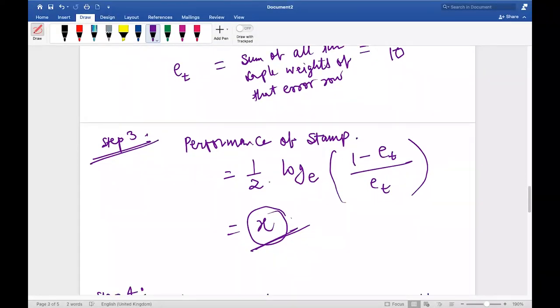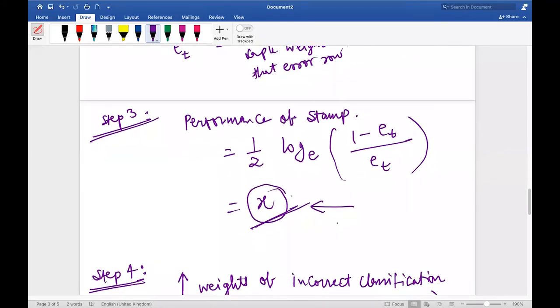Now in step 3, I am calculating a number which is called the performance of that stump. This performance is half log of 1 minus total error upon total error. This will give some value. I am calling it x. Clear? This can be anything, based on my total error. Yes or no? Correct.